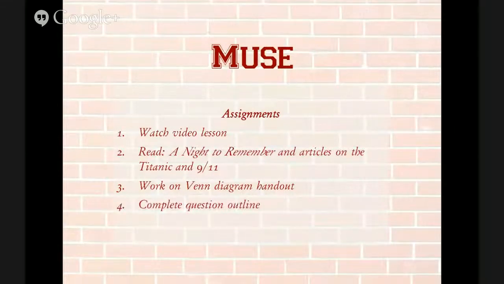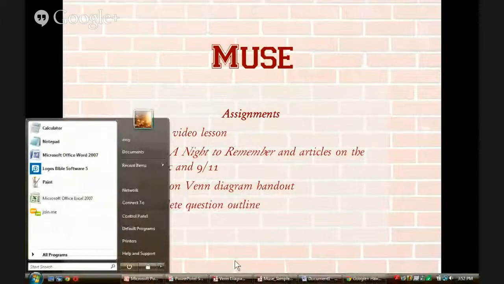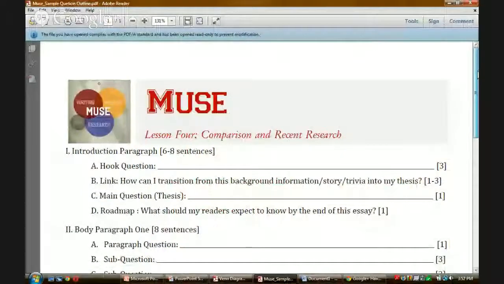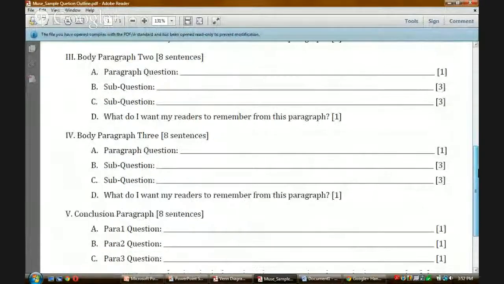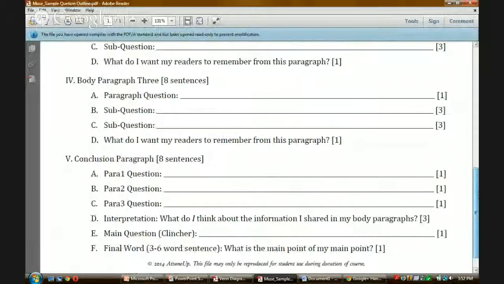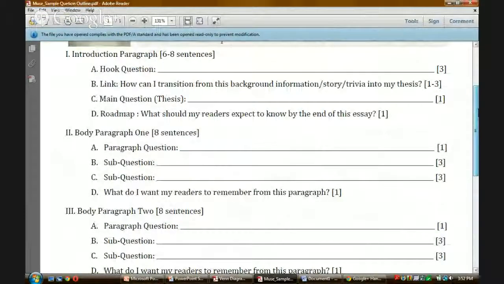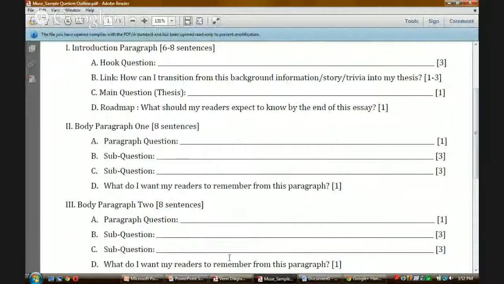Next, complete the question outline. Let me get that on screen as well. It's very similar to the outline that we had last week. Hopefully it was helpful to you. Remember, outlines are your friends. They're not there to make your life miserable and to put all these impossible rules on you. They're to help you stay organized and to use your time and words most efficiently.